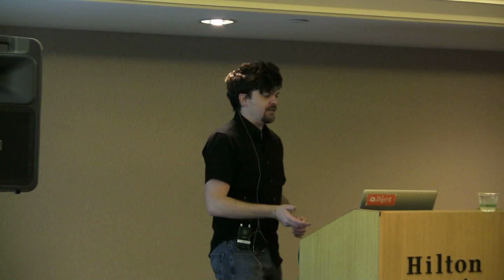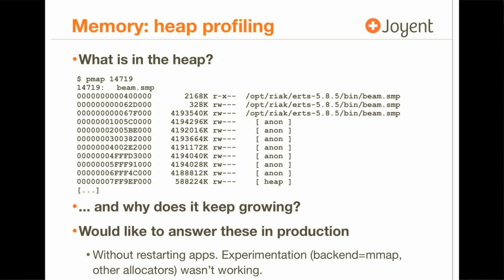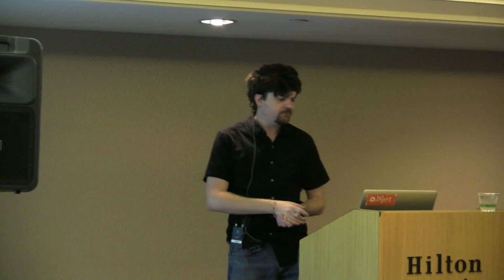There are some tools out there, but this is a production React database, and we can't really run it with heavyweight instrumentation. So what is in the heap? If you use tools like pmap to look at the process address space, there are lots and lots of gigabytes in the heap. Why does it keep growing? We would like to answer this in production without restarting the apps. Some experimentation was tried, like setting the backend allocator to mmap and using other allocators, on the assumption that it was the operating system, without success.